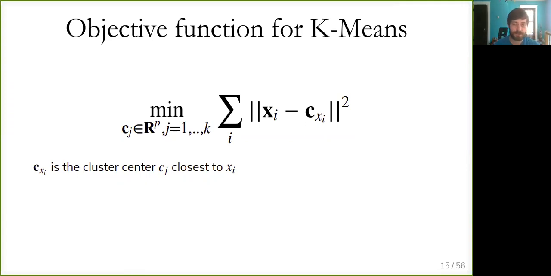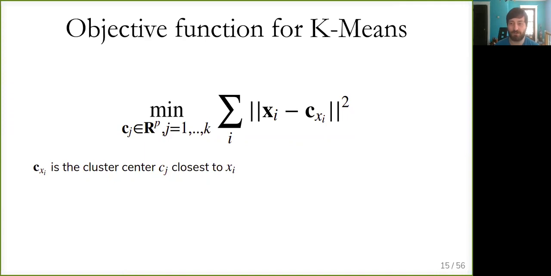So the objective function for K-means is pretty simple. It's based on least squares, and it says for each data point xi, I want to find a cluster center C of xi so that the squared distances between all the points and their closest cluster center is minimal. So given the fixed number k, I want to find k cluster centers so that the average Euclidean distance from the closest center is minimal. And in a sense, it's a very simple objective function.